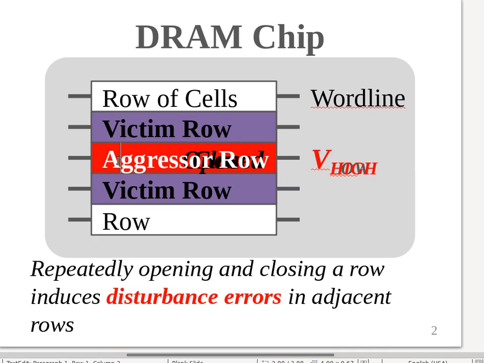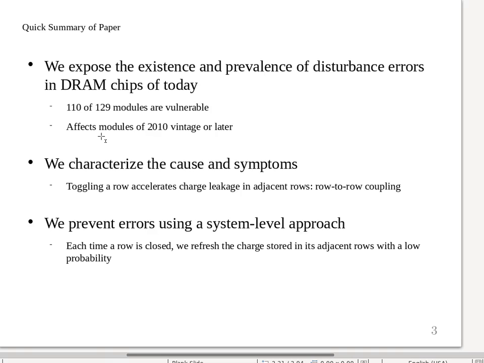Now, the reason that this is a problem is that this may be your processor's memory, and this might be, I don't know, the security key that people are trying to use. So you might be able to actually flip the bits of a security key if you know how to do this.